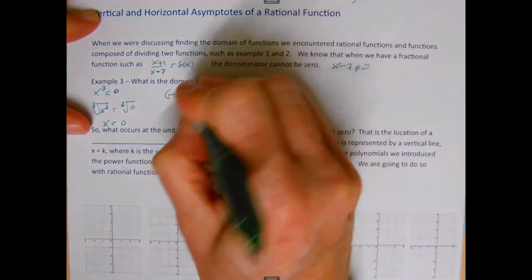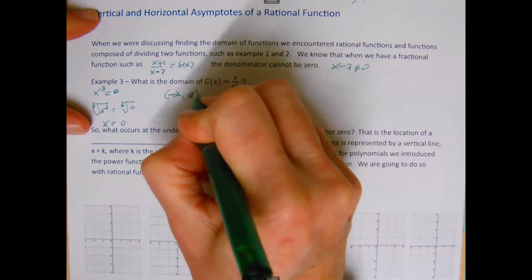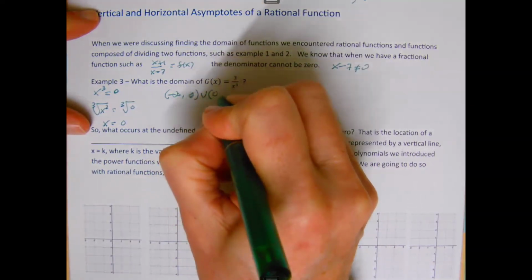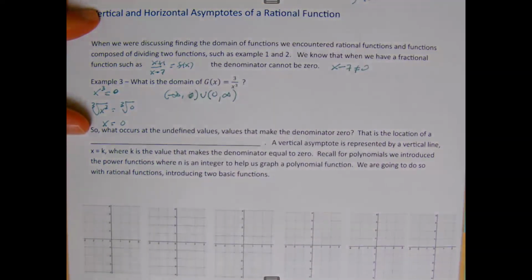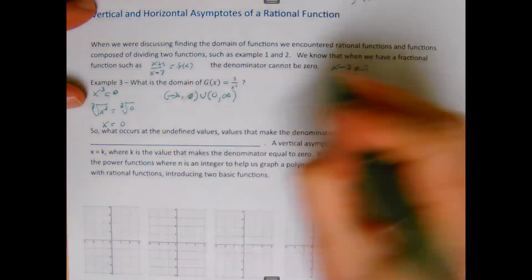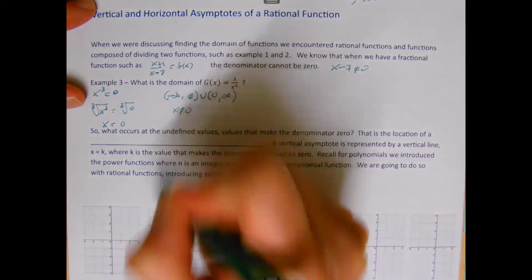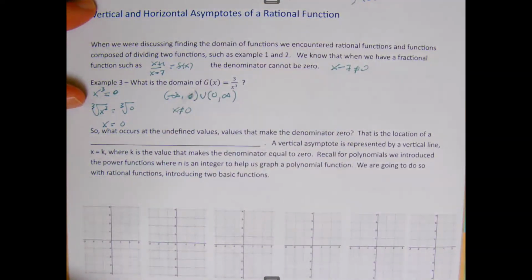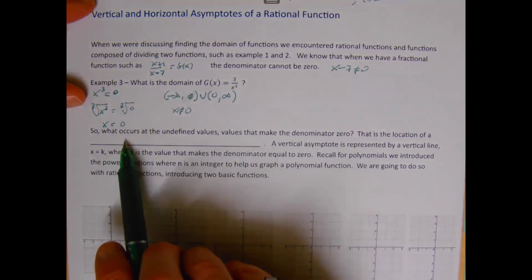So the domain of this function is negative infinity to infinity. Sorry, not true. Negative infinity to 0, and then it picks up on the other side of 0, union 0 to infinity. So that is the domain, and basically, again, we can't have this. The domain cannot have 0 as the input for this function.